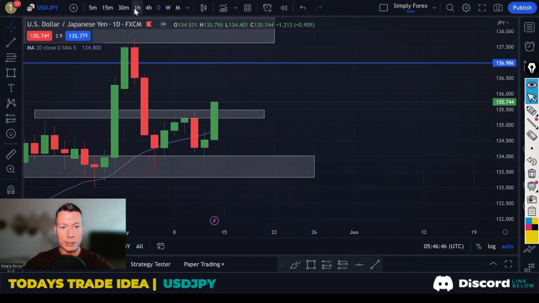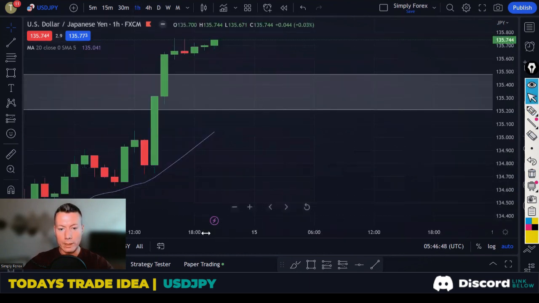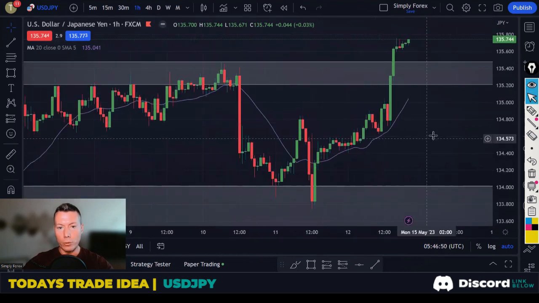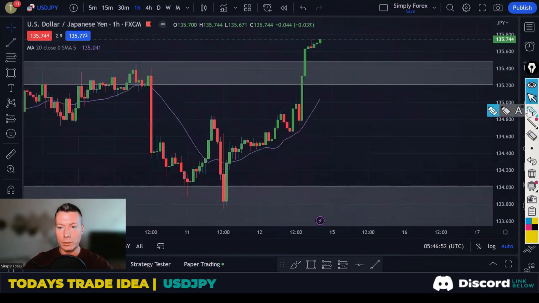We drop down to the H1 now. What am I looking for? I'm looking for a retest of this grey zone, guys. I'm looking for a retrace, potentially at this grey zone. The moving average 20 might catch up with it then, so it'd be an interesting level here, guys. I want to see a bullish reaction at this level.